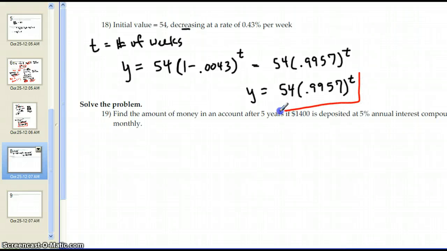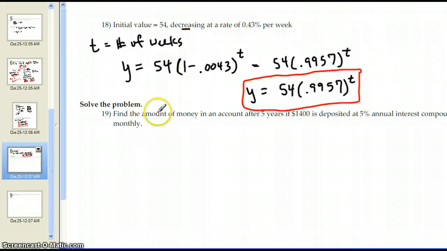Alright, so it's always initial value times either 1 plus or minus the rate, and again, if it's increasing you add the rate to 1, if it's decreasing you subtract the rate from 1. Always change that rate to a decimal though.